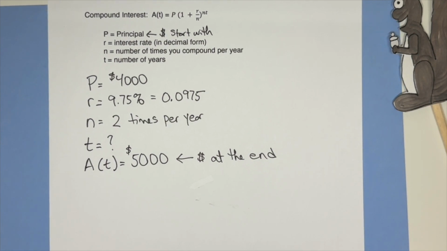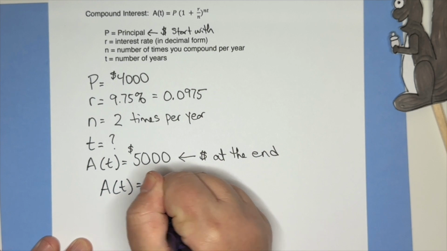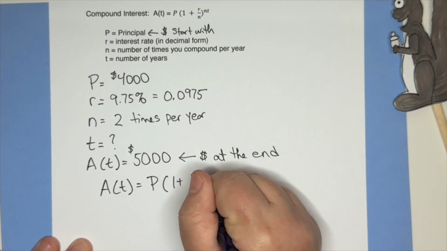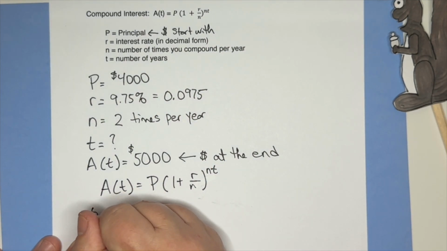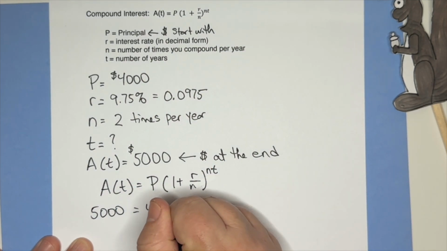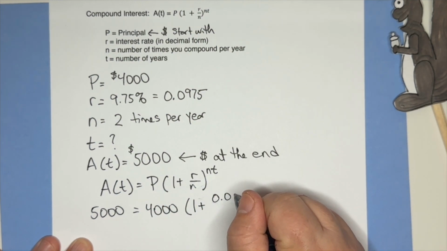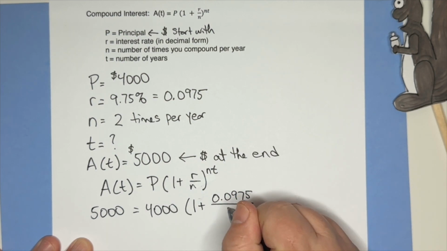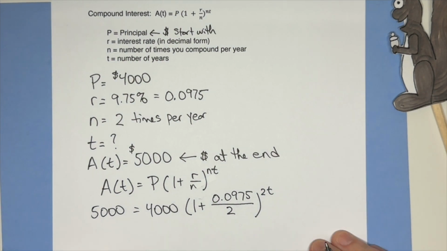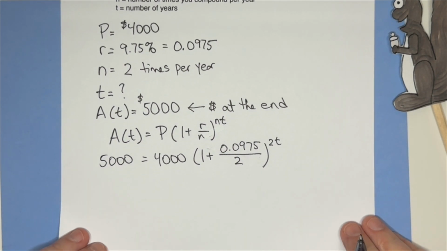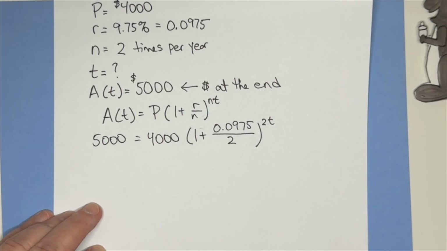So we've got this equation right here. I'm going to write it down again. A of t is the principal times 1 plus r divided by n to the nt. So we want 5,000 over here. We want 4,000 over here. 1 plus 0.0975 for our interest rate over 2 raised to the 2t. And this is our equation. And what we're going to do is we're going to solve for t.